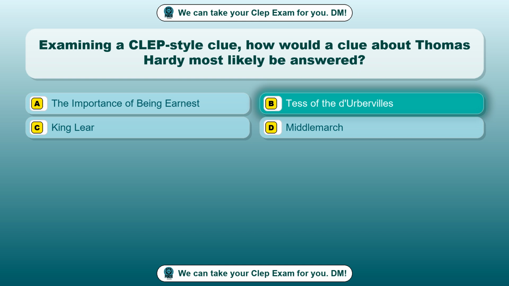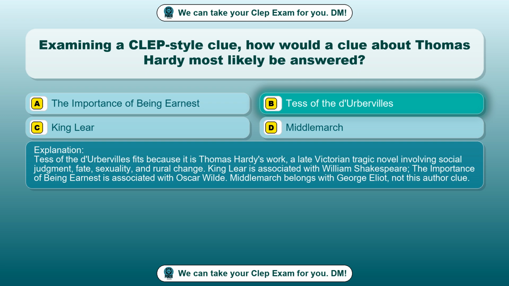Tess of the D'Urbervilles. Tess of the D'Urbervilles fits because it is Thomas Hardy's work, a late Victorian tragic novel involving social judgment, fate, sexuality, and rural change. King Lear is associated with William Shakespeare, The Importance of Being Earnest is associated with Oscar Wilde. Middlemarch belongs with George Eliot, not this author clue.